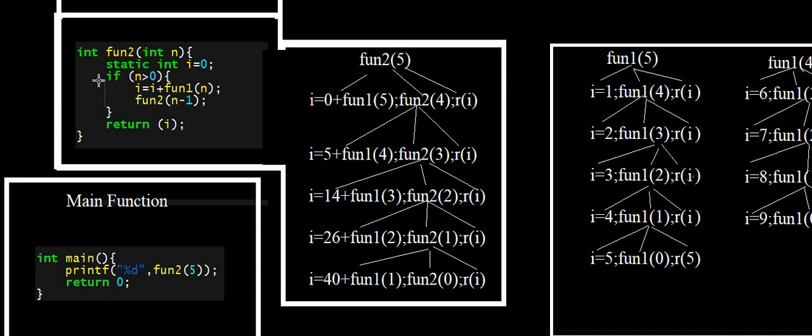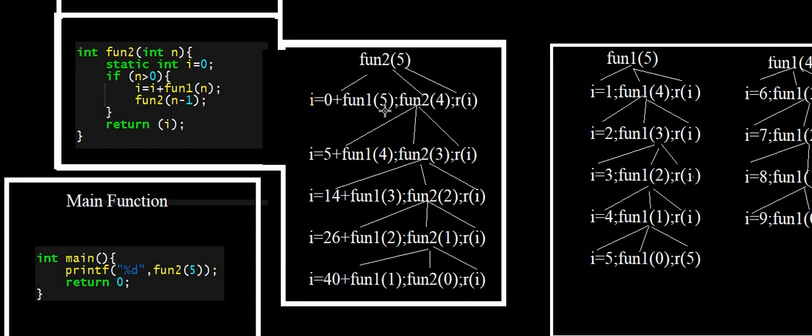Now let's see the next statement. If n is greater than 0, and here n is 5. Is 5 greater than 0? Yes. Then execute i equals i plus function 1 of n. So here i is equal to 0, put 0 here, 0 plus function 1 of 5. Okay, function 1 of 5.